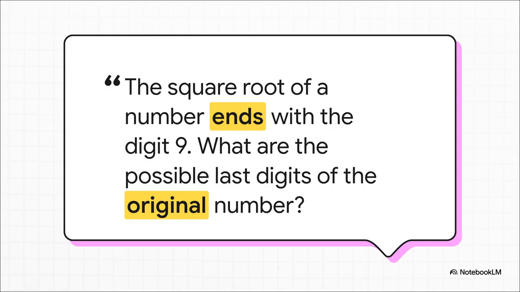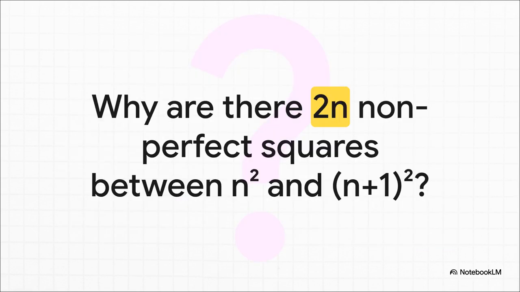The question is, if the square root of a number ends with the digit 9, what's the last digit of the original perfect square itself? You can even look back at that first table if you need to. I'll give you a second. Did you get it? The answer is 1, because a root ending in 9 always comes from a square that ends in 1. And we'll end with this really interesting thought.